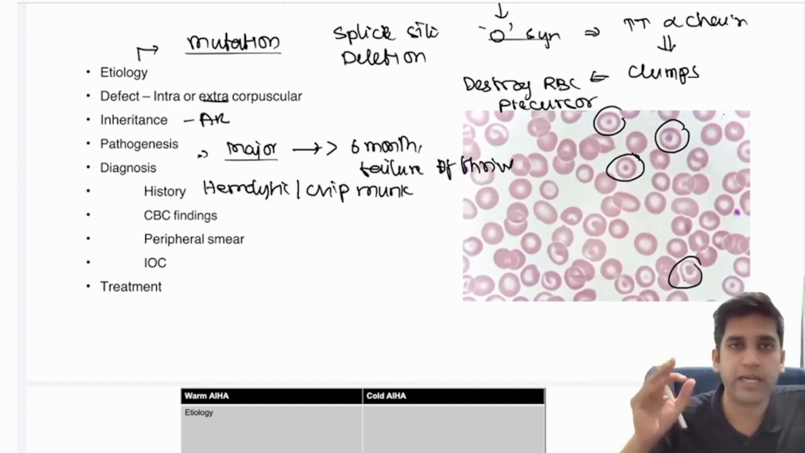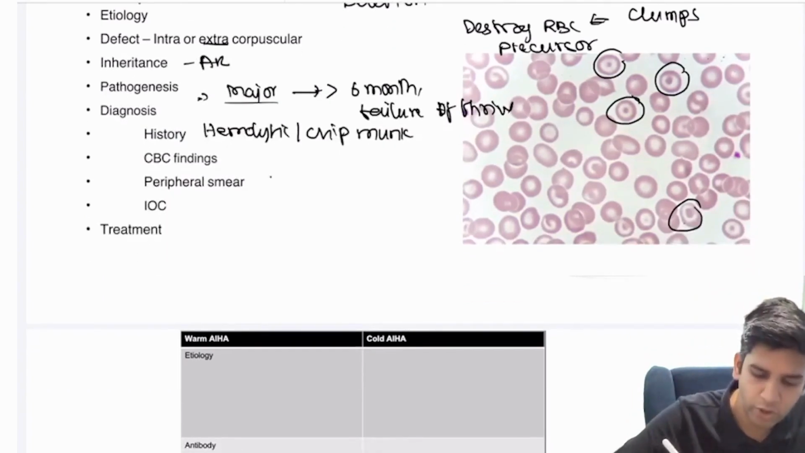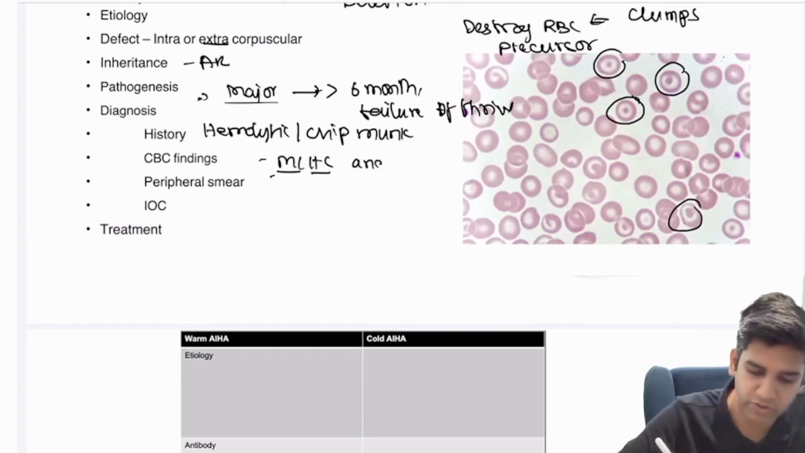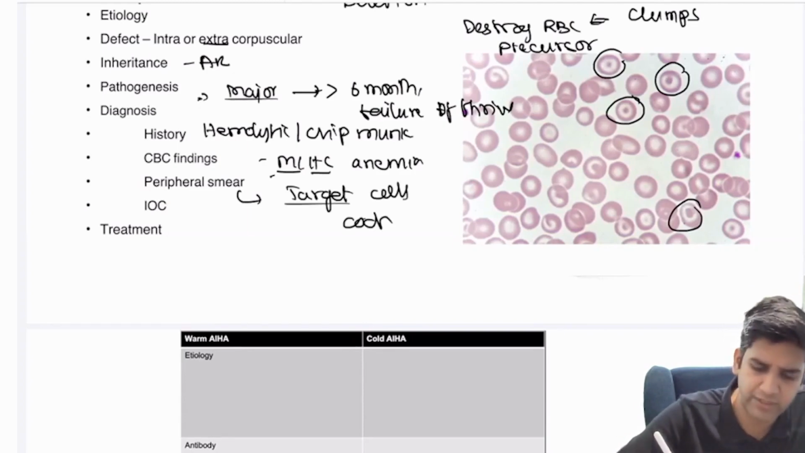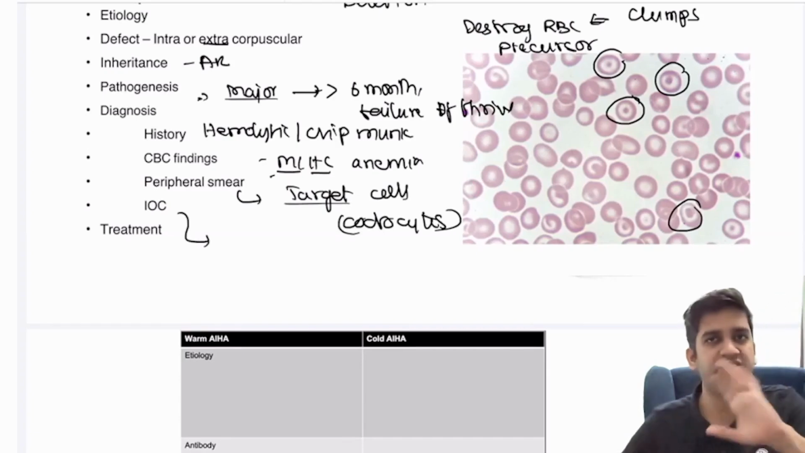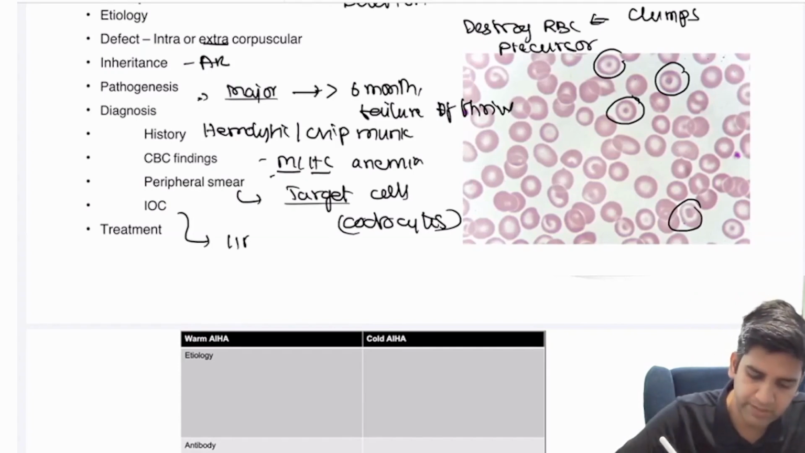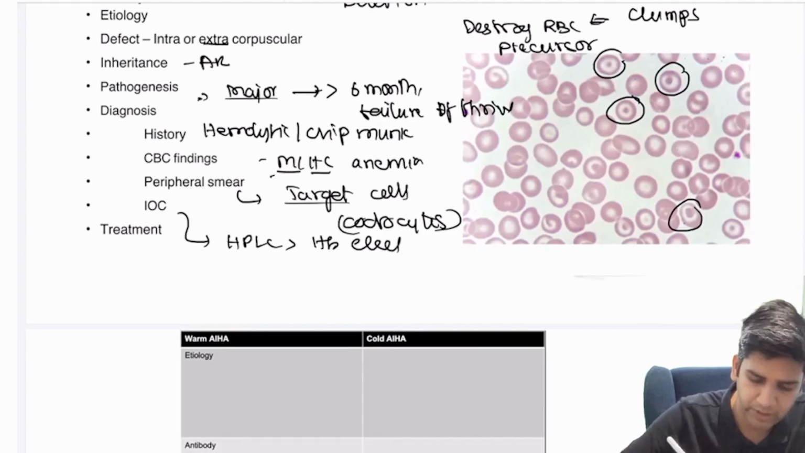CBC shows microcytic hypochromic anemia. On peripheral smear, obviously you'll have low MCHC, that's your microcytic hypochromic anemia, MCHC being the mean corpuscular hemoglobin concentration, right? And this will also have the classical target cells. Target cells are diagnostic. The other name for target cells is codocytes. The investigation of choice is the same as my sickle cell anemia, HPLC, which is obviously better compared to hemoglobin electrophoresis.